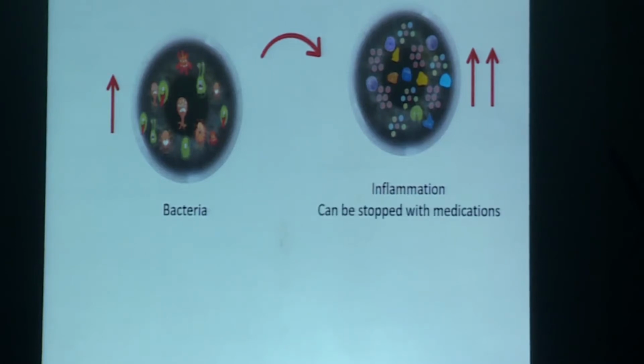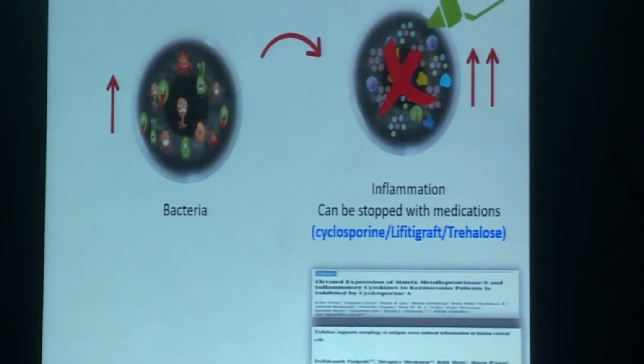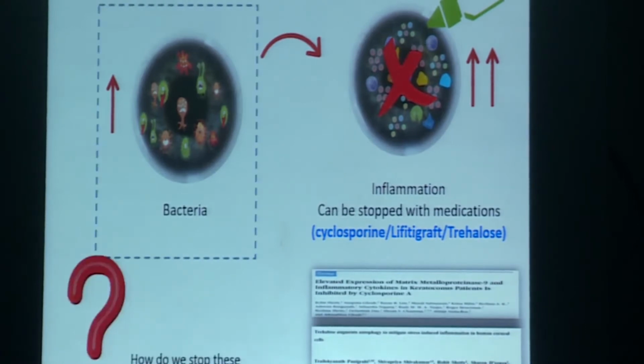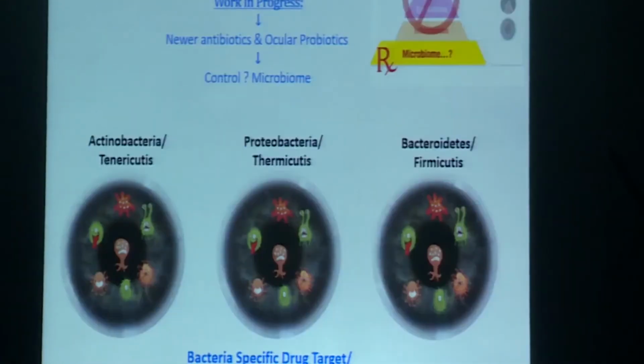At this point of time, inflammation can be stopped with medications like cyclosporin, lifitegrast, and trehalose. But how do we stop this unknown, unclassified bacteria? We are currently working with pharma companies to develop these newer antibiotics, which are the epigenetic modulators to target this cluster of unknown bacteria. And the ocular topical probiotics would be the way ahead to control this microbiome.